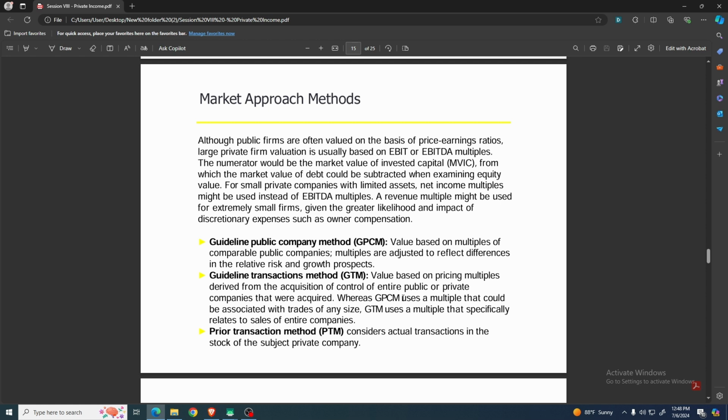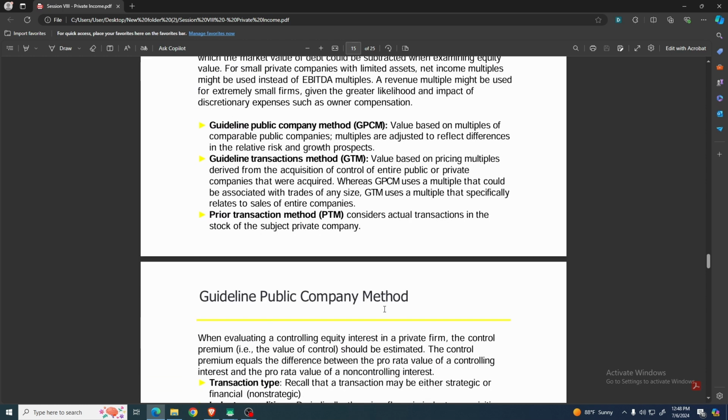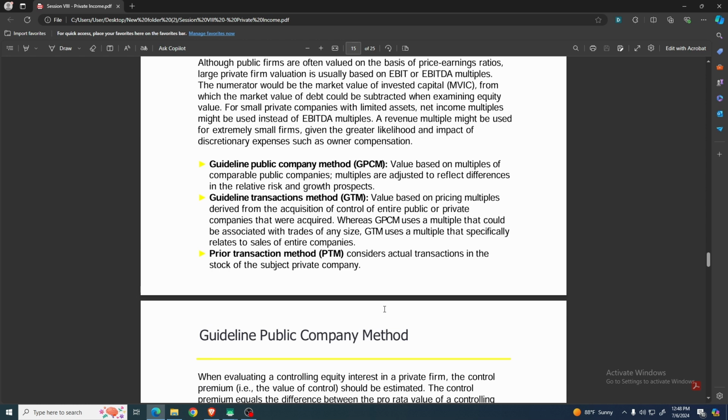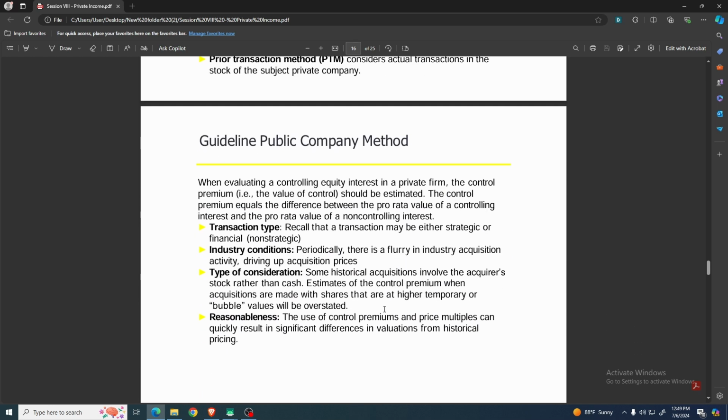And here we are going to focus on three additional methods which are used under the market approach method, which are the guideline public company method, GPCM, guideline transaction method, GTM, and prior transaction method, PTM. So let's start off with the guideline public company method. So, the guideline public company method is a market approach used in business valuation, which involves comparing the subject private company to similar publicly traded companies. I will focus on incorporating control premiums when evaluating a controlling equity interest in a private firm here.